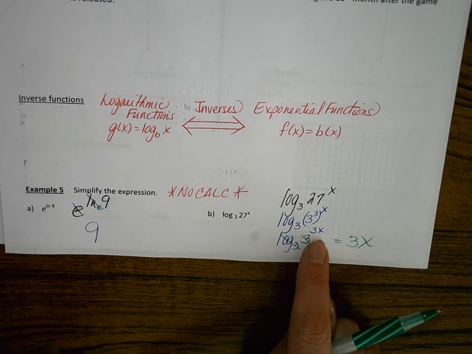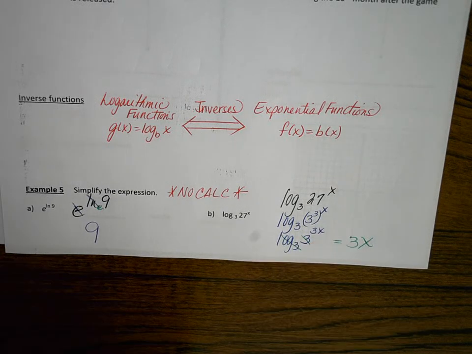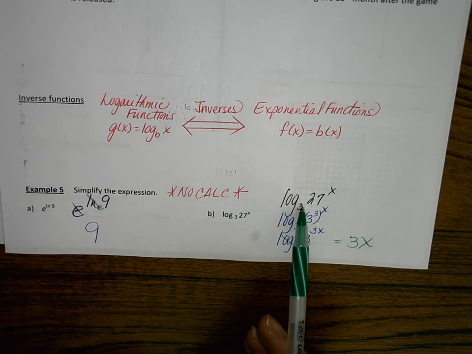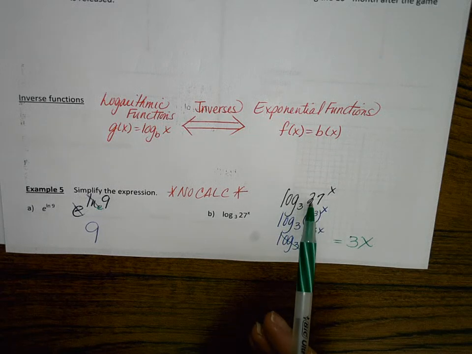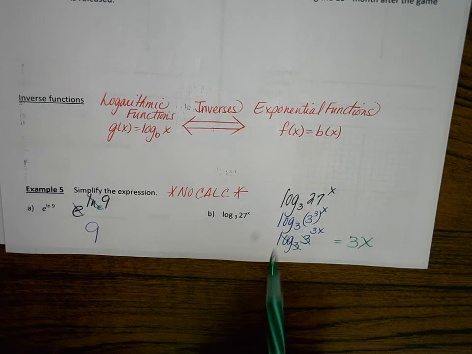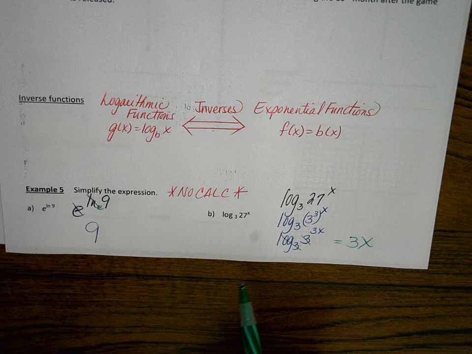Yes, sir. Is it like 2 to 27 or times 27? Nope, it's log base 3, this is a subscript, of 27 raised to the x power. Does that clear it up? All right.